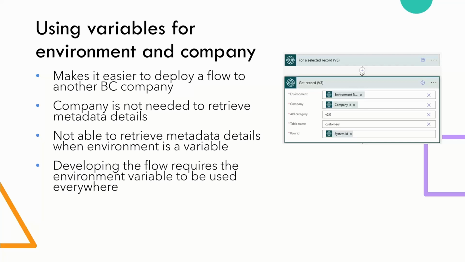Now, if you deploy a flow to a different environment, could be from development to production, or from one company to another company, from one customer to another customer, you need to remember that you use those environment variable and company variable everywhere in your flow. Otherwise, you're going to have to change the hard-coded values manually.